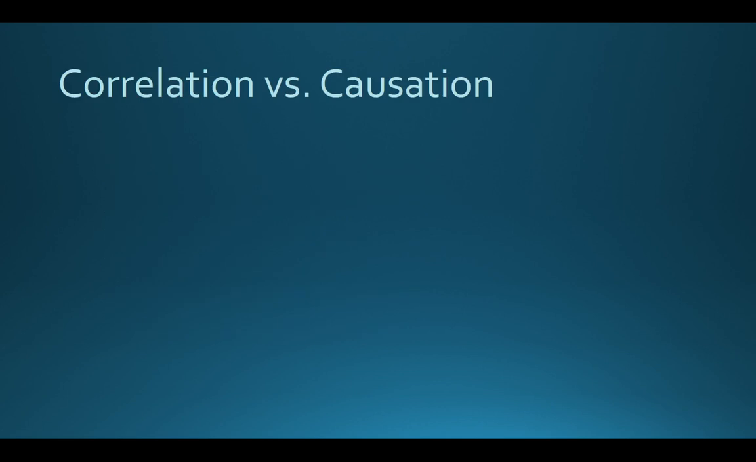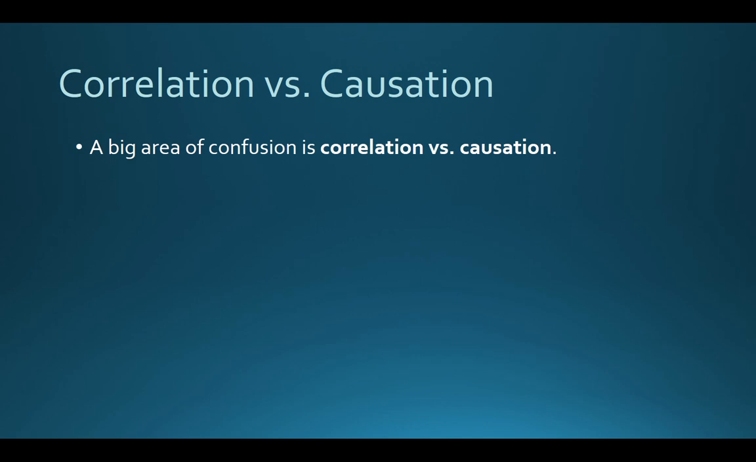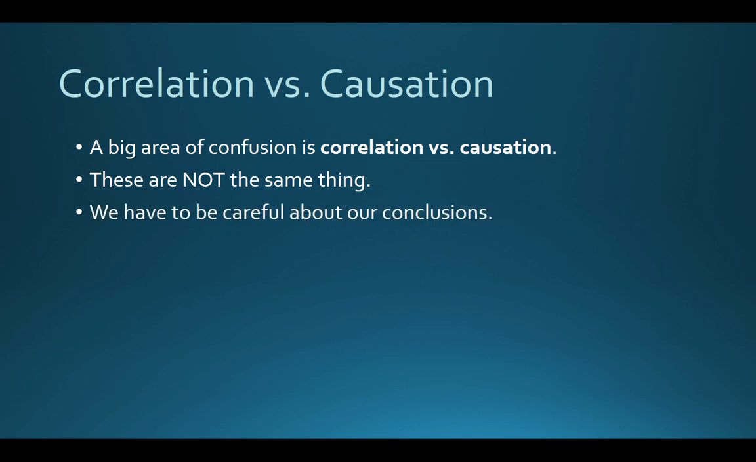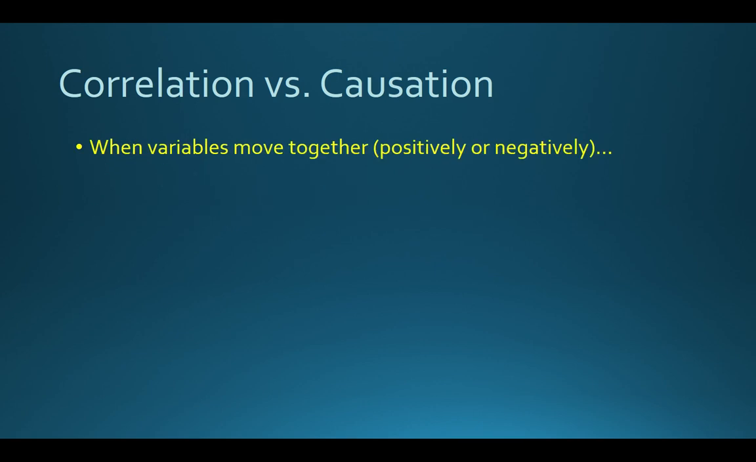correlation versus causation. And this is one place in economics, and other fields, that people really make mistakes. It's a big area of confusion. So correlation versus causation, and we need to be very clear that these are not the same thing. Because they're not the same thing, we have to be careful about the conclusions that we make from data. Let's first explain these ideas.